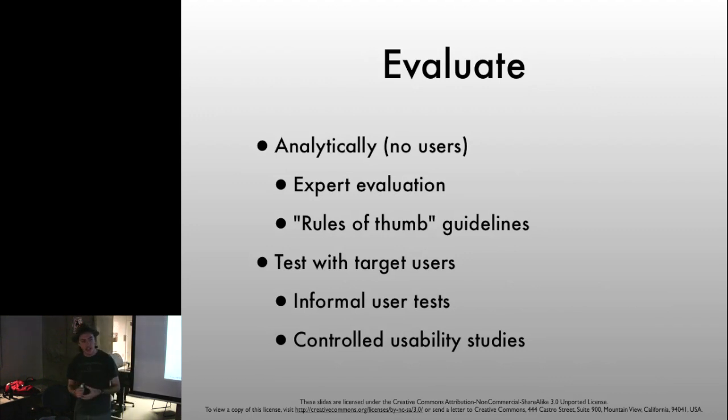And then the last phase is the evaluation phase, and there's a couple ways to do it. There are two main ways to do it. You can either do it totally analytically without any users. You get maybe an expert to just look at your app, know some rules of thumb and some guidelines of what works in the past and what doesn't work, and they'll give you a score of how well they think different parts of it work.